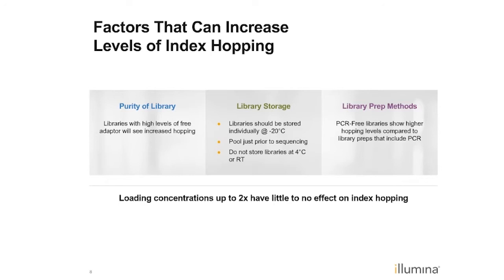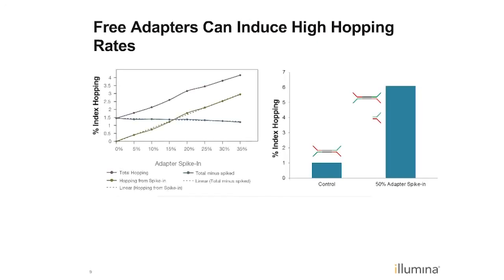And all those recommendations are within reason of your protocol. When it's possible, try to keep them at -20. And then as you'll see in some of the slides, library prep methods do have an impact on this, and PCR-free, for instance, shows much higher levels of hopping compared to our other library preps that I'll refer to as PCR plus. One final note here is that loading concentrations, we've looked at up and down of 2x of what we would want to load into a flow cell. It has very little effect on index hopping, much less effect than some of these other factors.